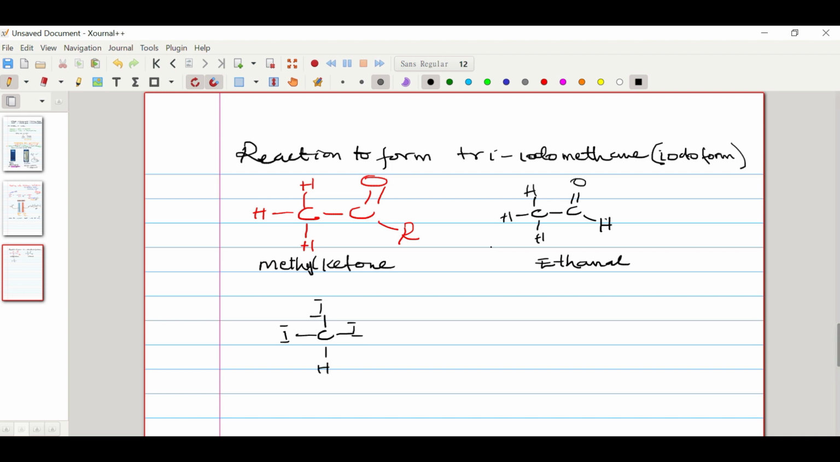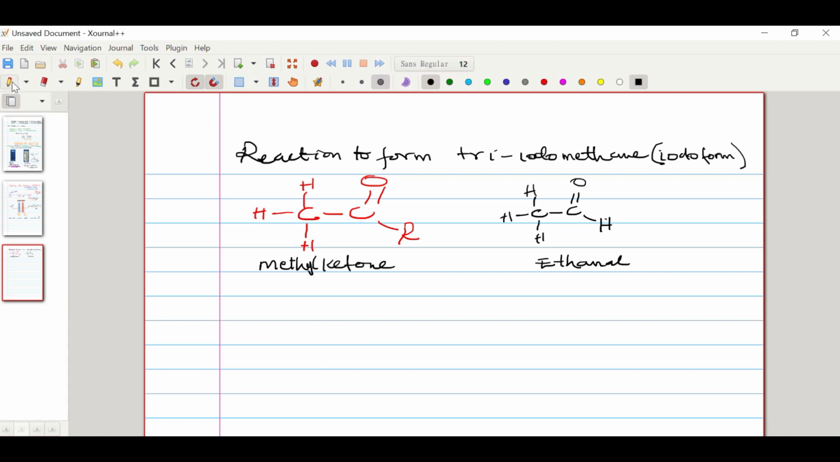So this is triiodomethane. But for this reaction to happen, it must be in an alkaline solution. It must be an alkaline solution of iodine, and that is what we use. The iodine will be in an alkaline solution.